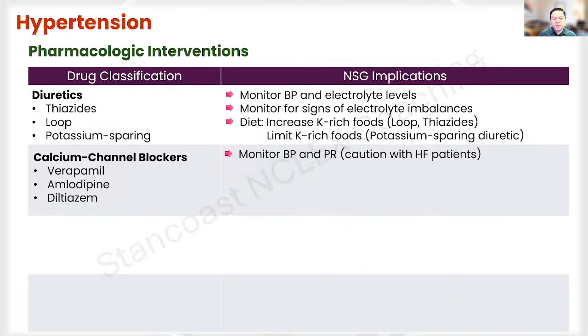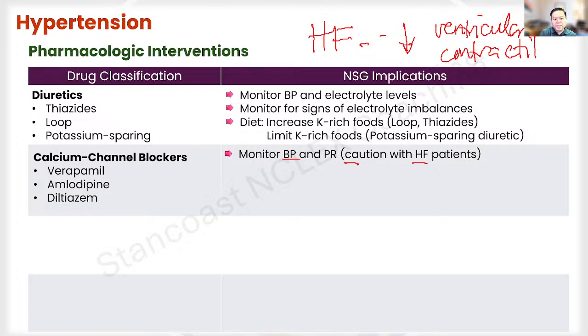There's a few things here that you need to be reminded about. We're going to make sure that we are monitoring the patient's blood pressure and the pulse rate, and you need to be cautious for those patients that have heart failure, because in heart failure, remember that there is decreased ventricular contractility. So we don't want to really administer this medication if there is worsening heart failure.